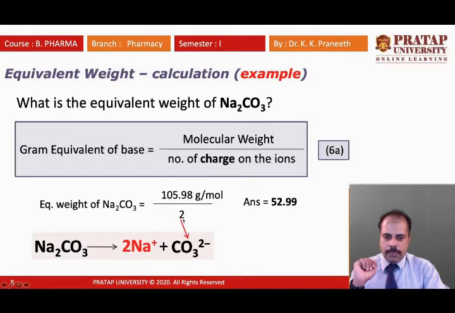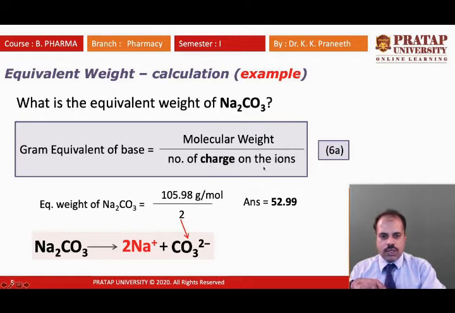So how is this 2 coming? The number of charges on the ion. Sodium carbonate, when it breaks down, gives 2 sodium ions, 2 Na+ ions, so 2 positive charges, and 2 negative charges of carbonate, CO3 2 minus ion. Because of this 2 minus charge, I have inserted 2 in the formula. So this 2 comes from the charge on the ions. There are 2 Na+ ions and the 2 negative charges of carbonate CO3 2 minus. This is how the number 2 comes in the formula.